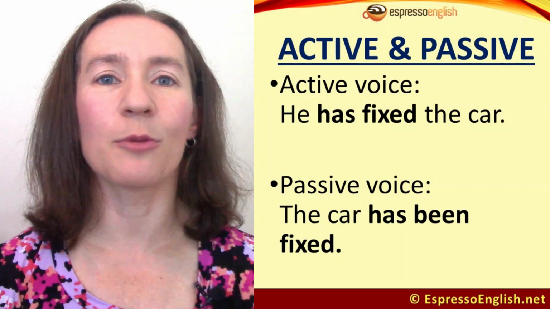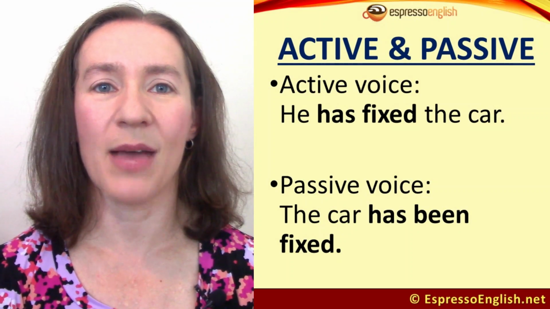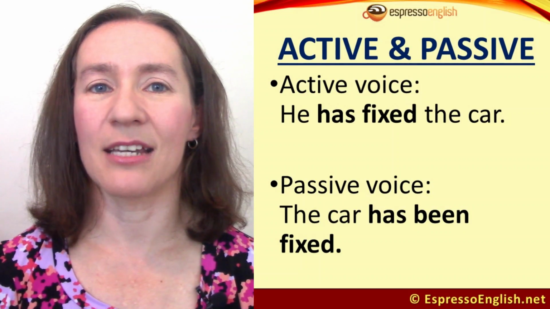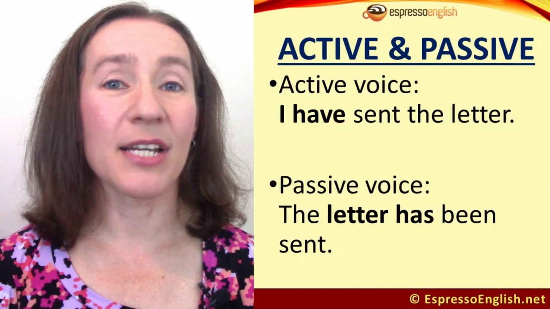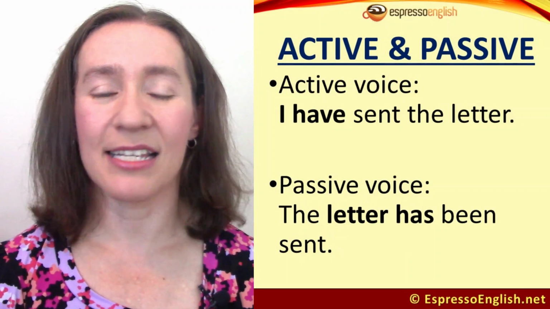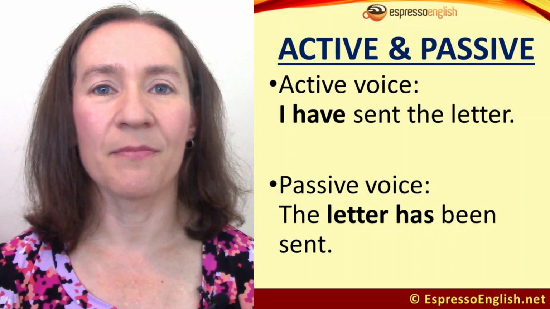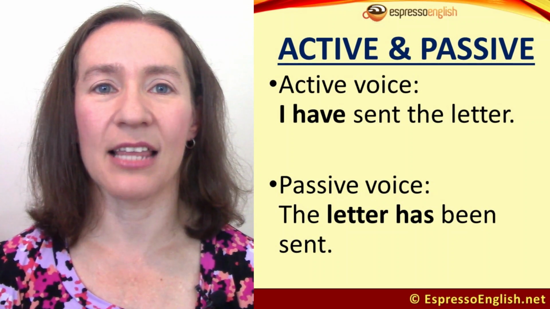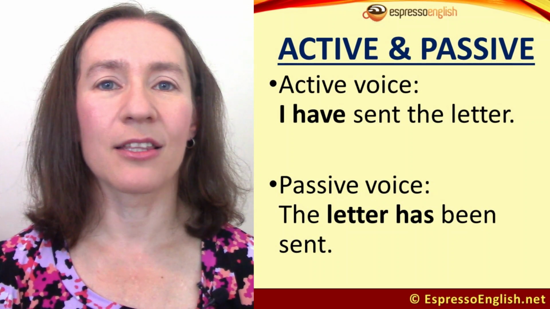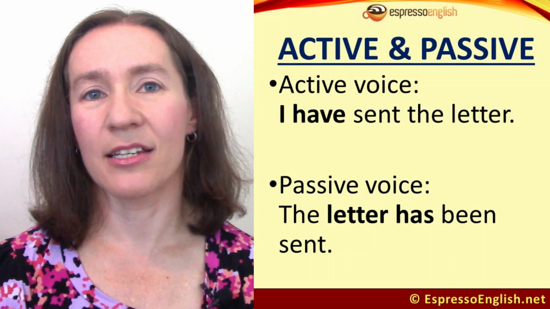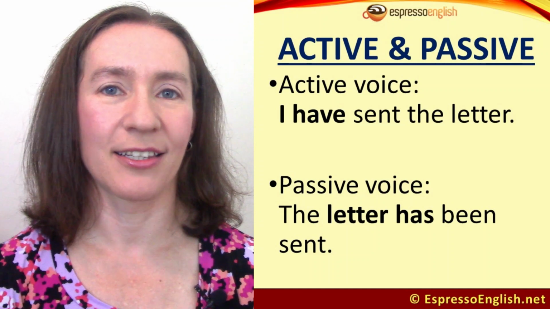So there's 2 helping verbs in the present perfect passive. Have or has, been, and then the main verb. And notice that whether we use have or has depends on the new subject of the passive sentence. So we say, I have sent the letter. That was active. The letter has been sent. So has to match the new subject, the letter.